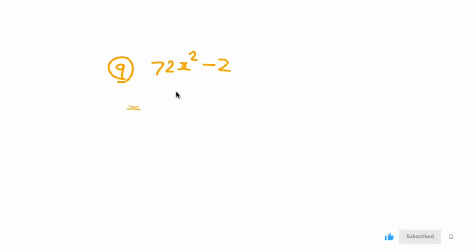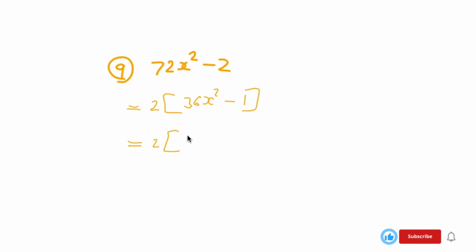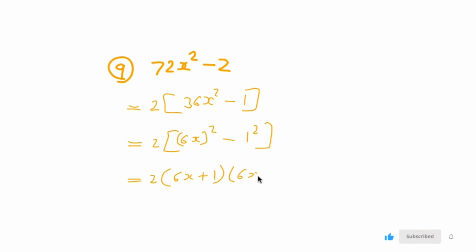Okay, this is the ninth question. I told you when we factor special products, it is very important to check their GCF, means can we take common something from here? So yes, 2, and here I can use a square bracket. So 2 times 36, 72 x square minus 1. Okay, 36 means 6 square. So 6x whole square minus 1 square. Okay, so this is the difference of squares formula that we can apply here. So in one bracket 6x plus 1 and in another bracket 6x minus 1.